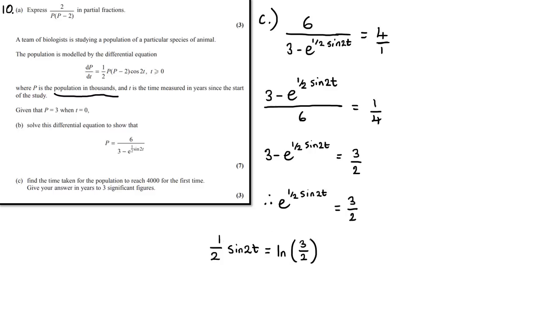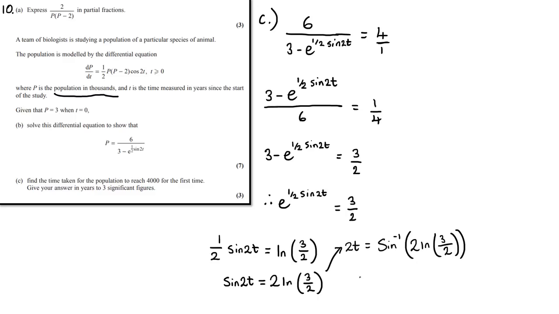I can now times both sides by 2 here, so I just get sine 2t is equal to the natural logarithm of 3 over 2, we just need to times that by 2. So therefore, sine 2t is equal to 2 lots of the natural logarithm of 3 over 2. And then finally, we're just looking to solve for t here. So this is sine 2t. So we're going to take sine inverse of both sides. So therefore, 2t is equal to sine inverse of 2 lots of the natural logarithm of 3 over 2.